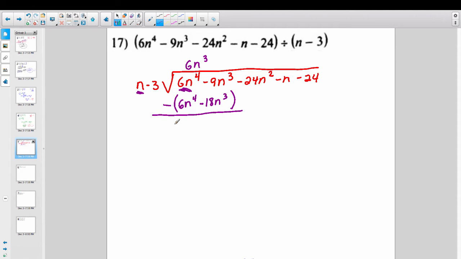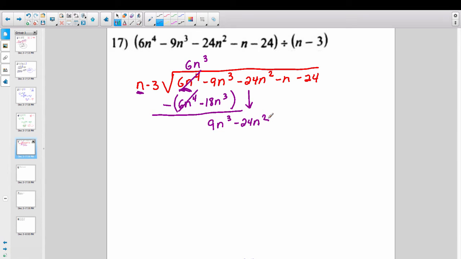Now we perform this subtraction. These go away. That's what you wanted. Negative 9, subtract negative 18. Again, that's a double negative, so we're really going to add. So this becomes positive 9n to the 3rd. Now bring down your next term, and let's continue this process.